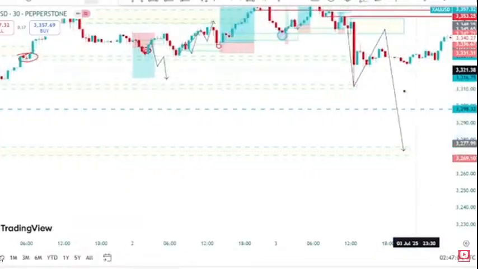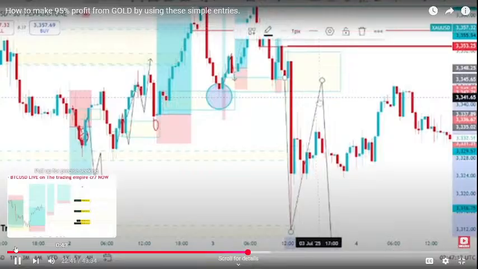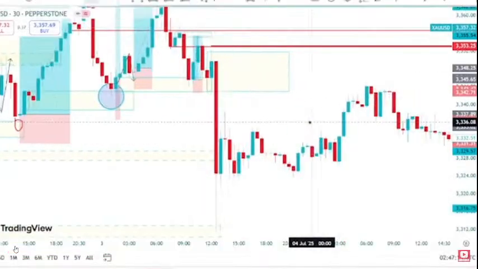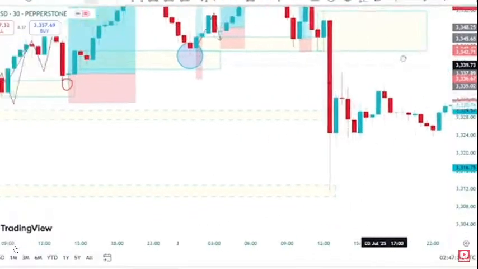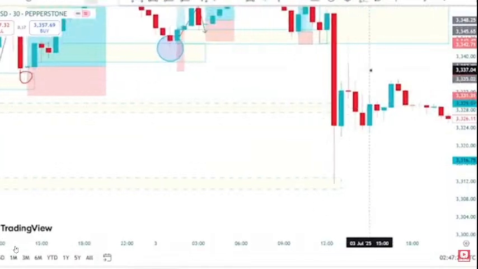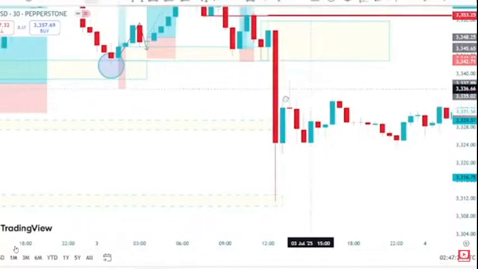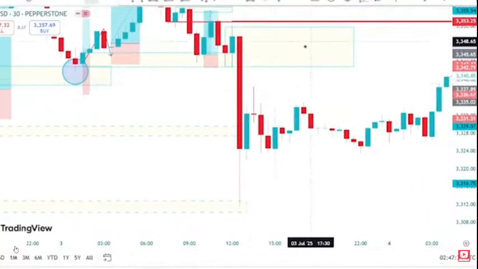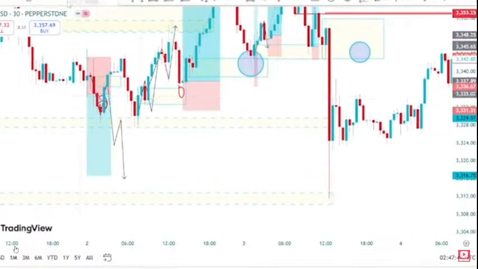Okay, so I remember that was NFP. After NFP, we had to decide. I've seen the market trying to reject from the low, moving up. Okay, from this area, I decided to enter for buy. I gave you this setup that we are expecting to buy from this area. So the target was from this area, this one.